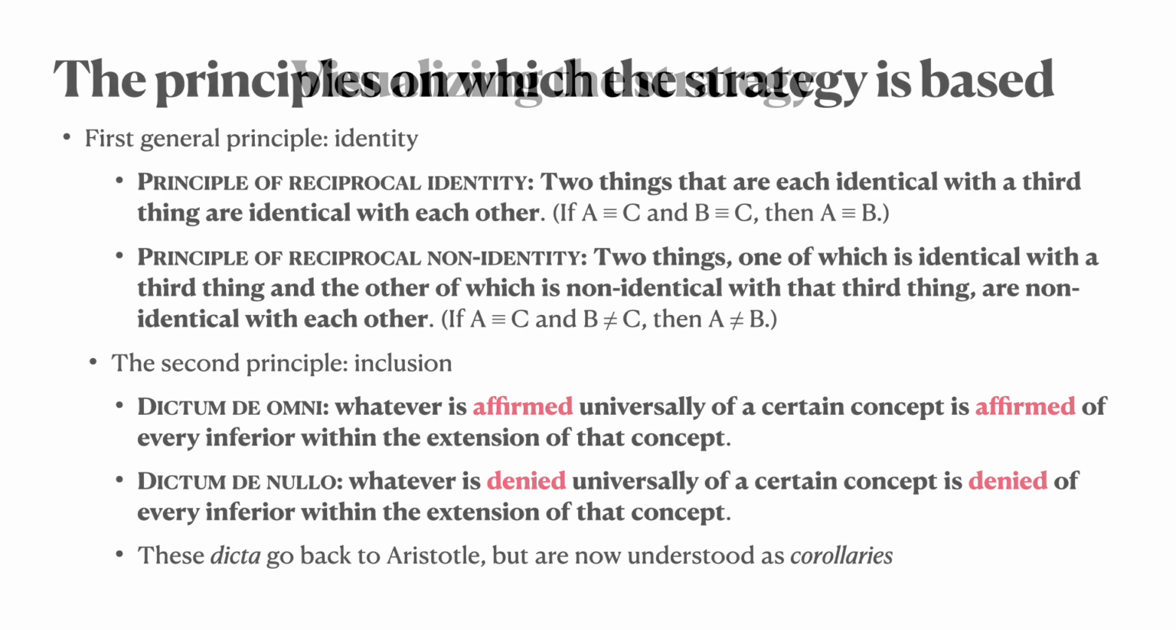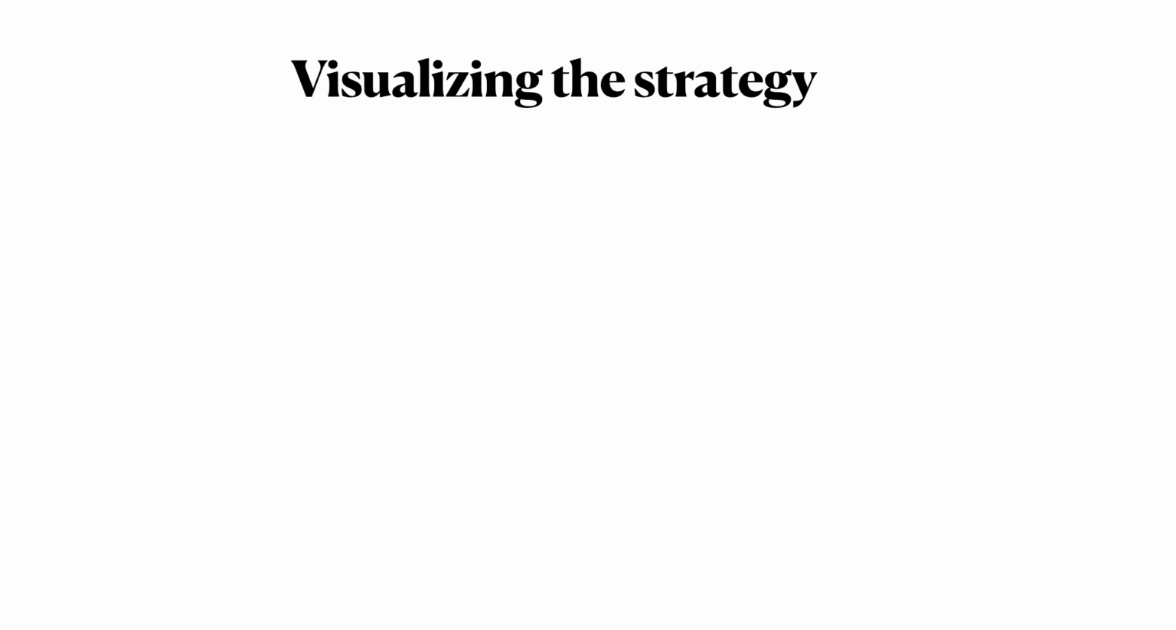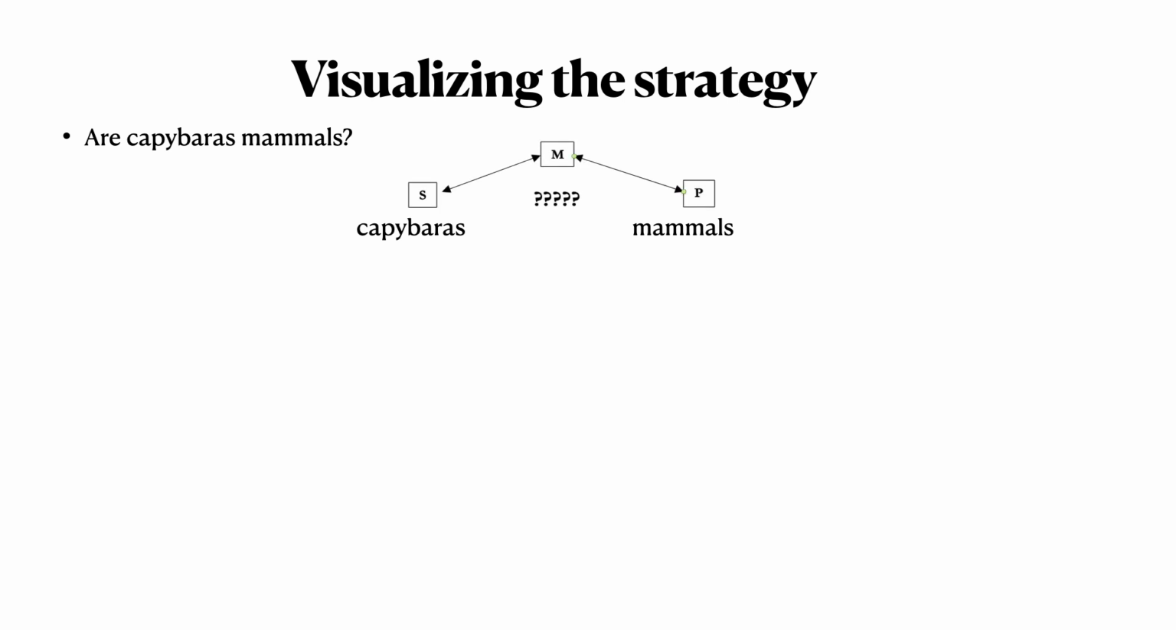Okay, let's move on and visualize the strategy that we're talking about here. So we talked about: are all capybaras mammals? Well, this is really what we're kind of doing here. We have the subject of our conclusion, which is capybaras, and we have the predicate of our conclusion, which is mammals. We're going to make mammals our major term, and capybaras is our minor term. And really, we have this question: are they related? Are all capybaras mammals, or are they not? And that's our uncertainty. That's the thing that we don't know. It's right there in the middle.